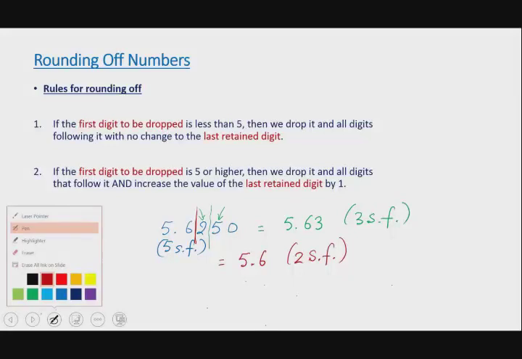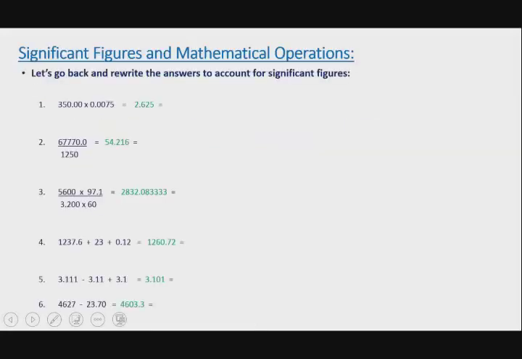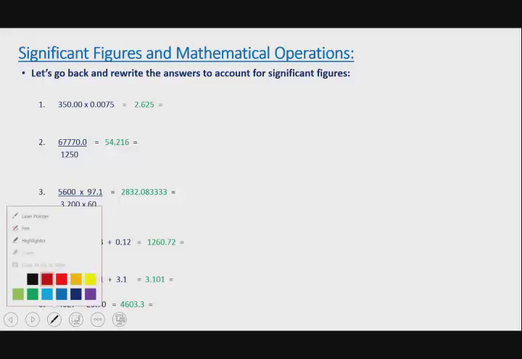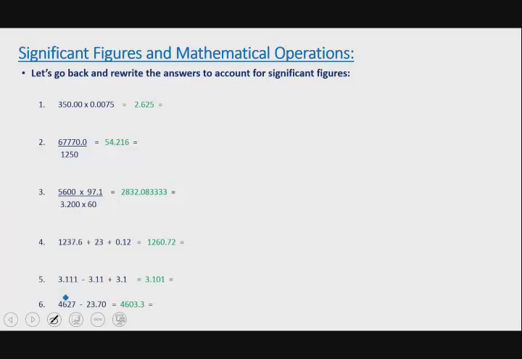Okay, so let's go back to the answers that we calculated earlier and decide how many significant figures or decimal places each of those answers needs to be given in and do the rounding. So in the case of the first one, where we are multiplying, we need to focus on significant figures. This number has 5 significant figures, whereas this one has only 2 significant figures. Therefore, the answer should be in 2 significant figures, rounded off to 2.6.